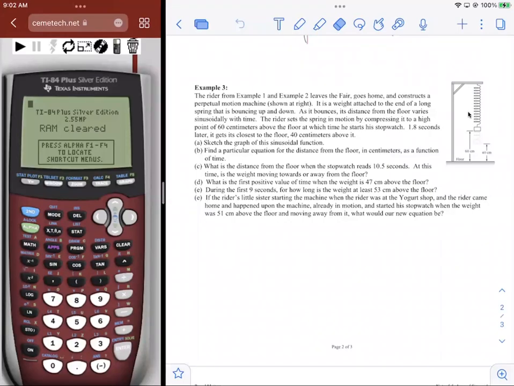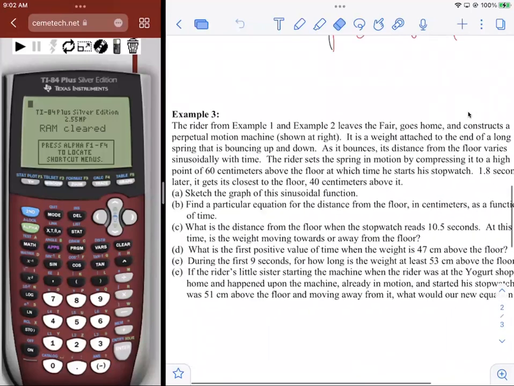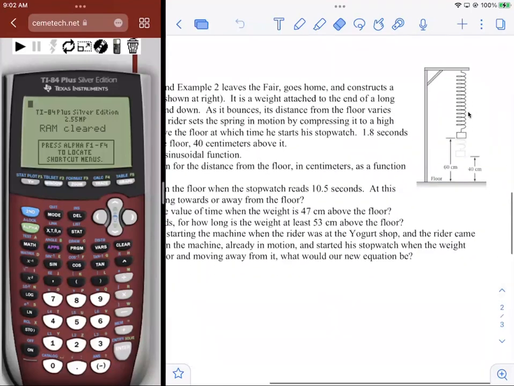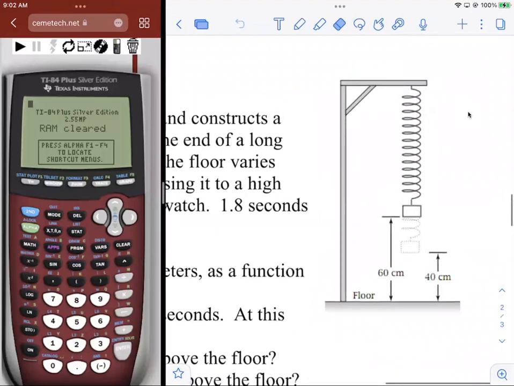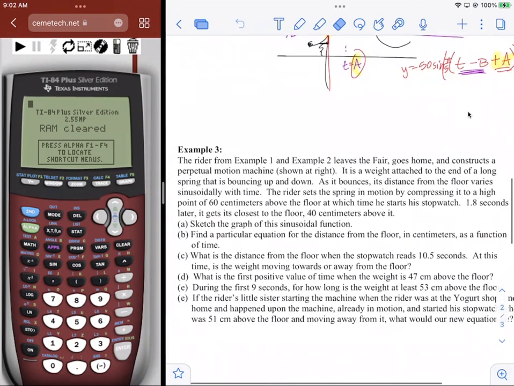All right, so remember the writer from example 1 and 2, that guy? Well, he leaves the fair, goes home and constructs a perpetual motion machine. What does that look like? Well, his looks like this. He suspended a weight from a spring above the ground. He made this little contraption, this gallows kind of looking thing, and the weight is attached to the long spring and he bounces it up and down.